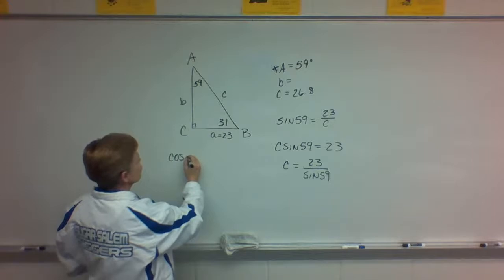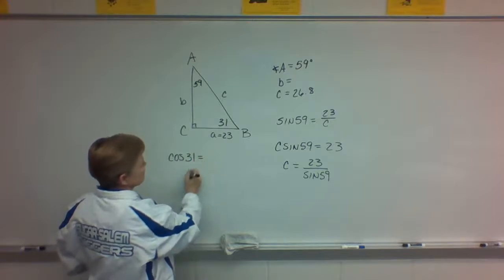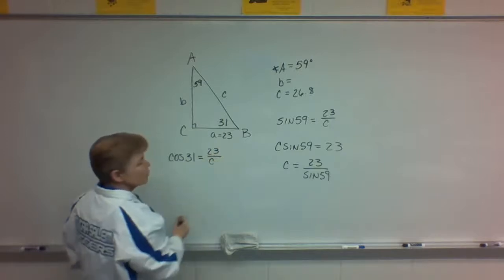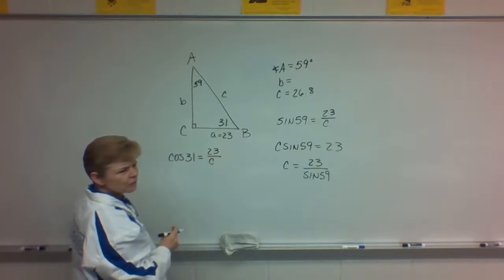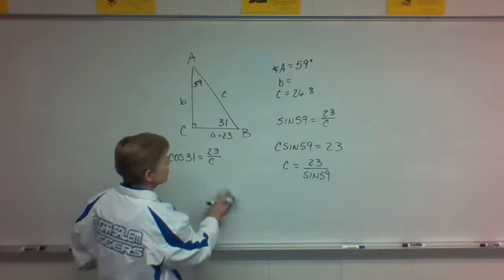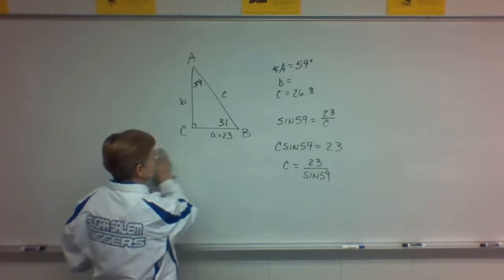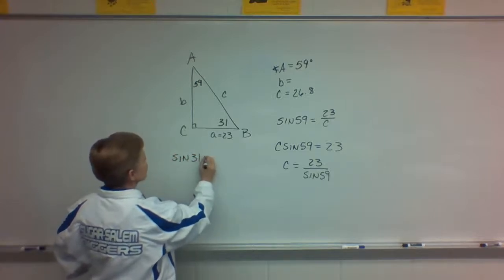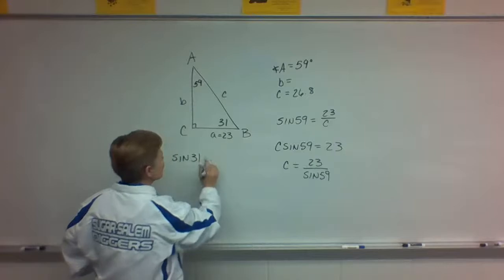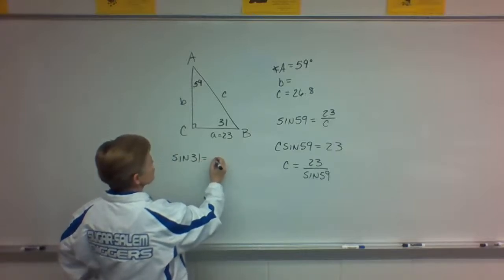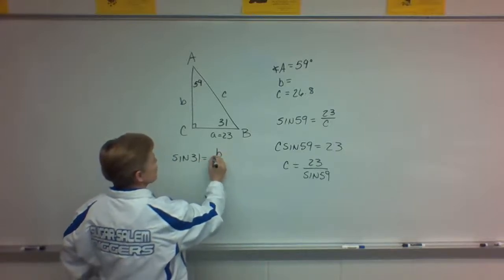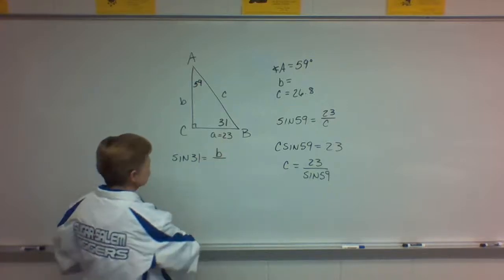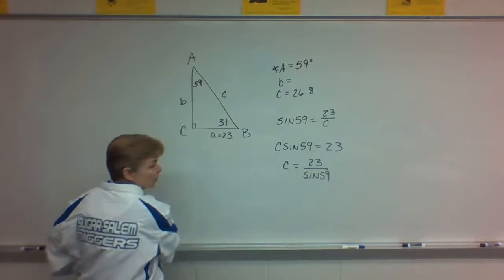Cosine of 31, what would that be? 3 over hypotenuse, which is C. We already found C. So don't use cosine. You could do the sine of 31. Okay, the sine of 31 would be B over 23. Yeah, and now we're forced to use that approximation. Don't do that. So you want to choose something else that involves B and 23.